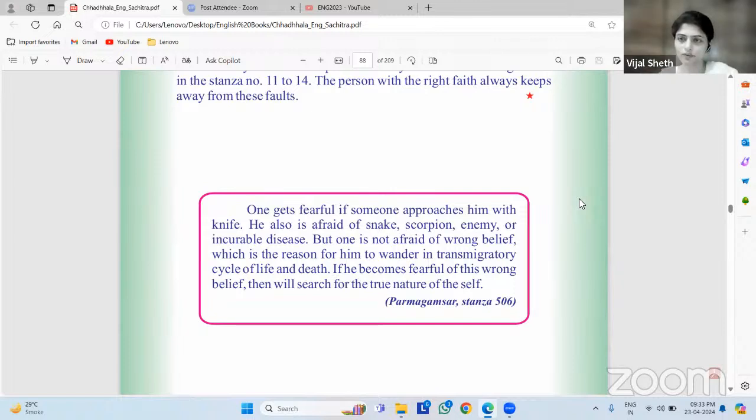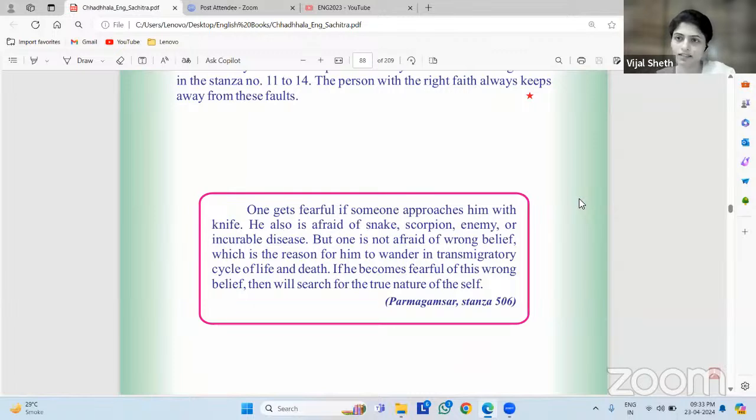Now we are afraid of the enemies. We are afraid of losses. We are afraid of diseases, but we are not afraid of delusion. We are not afraid of mithyatva. And all of the other things, maximum kya hoga? You will end your life. Okay, maximum it may cause death, but mithyatva or delusion is causing infinite births and deaths.